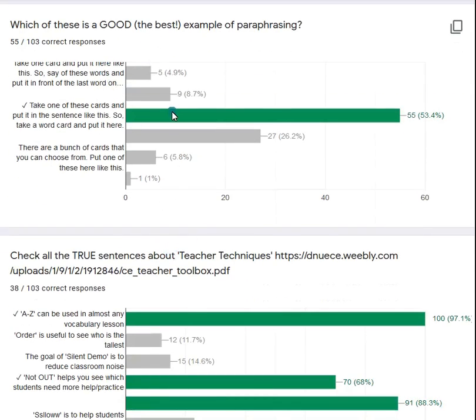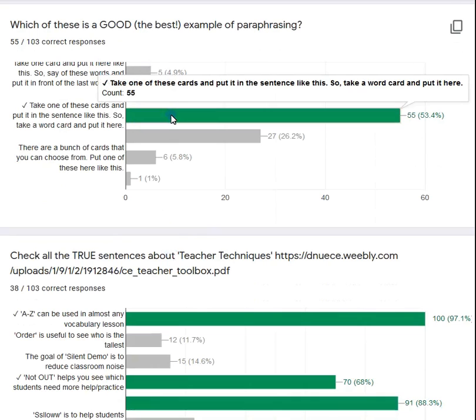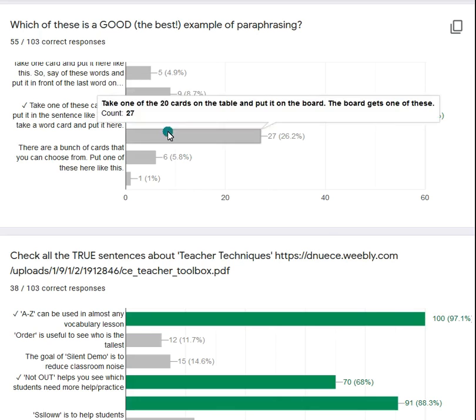Best example of paraphrasing. Again, most of you got that. So we said go from long to short, difficult to easy. So take one of these cards and put it in the sentence like this. Long, more difficult. So take a card and put it here, and you're showing them on the board. Short, easier. Good. Take one of the 20 cards on the table and put it on the board. Fine. The board gets one of these.